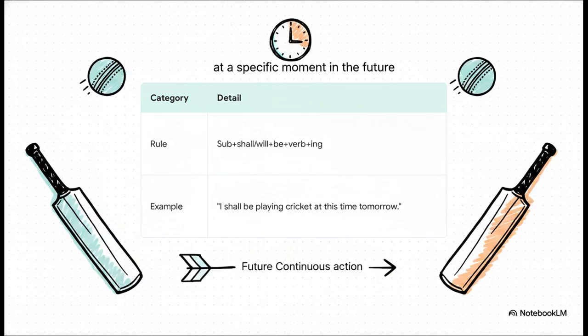So, following the pattern we've seen, future continuous is for an action that will be in progress at a specific time in the future. Think about it. What will you be doing tomorrow at this exact time? I will be playing cricket. We're basically picturing ourselves right in the middle of doing something in the future.